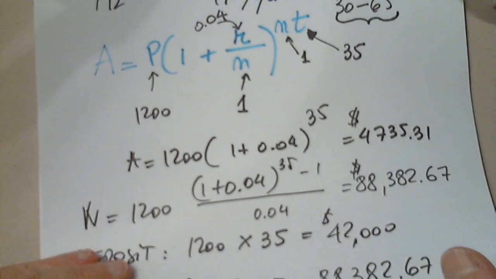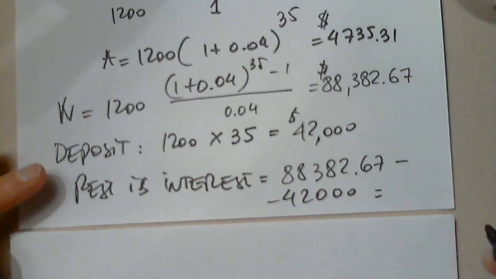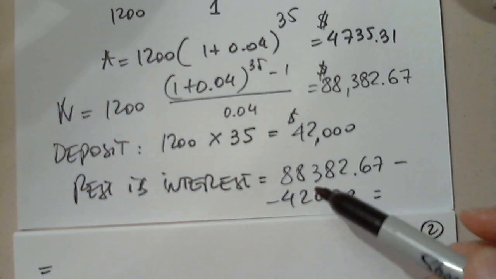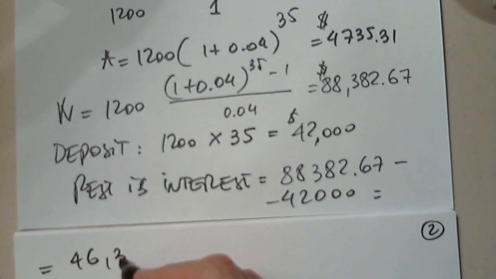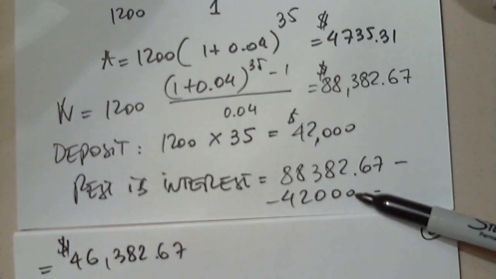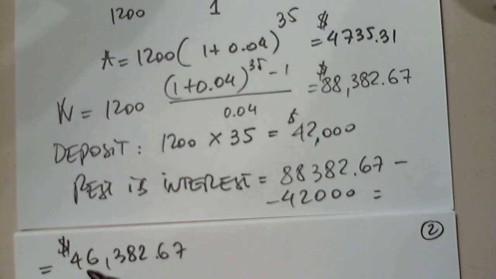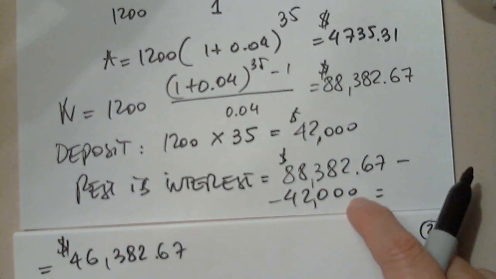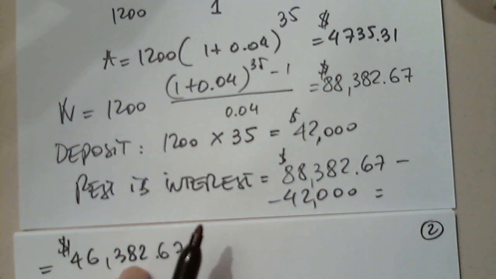So we subtract and we get, in interest, that's my page 2. In interest, what does she get? So it gets 46,382.67. So she deposited 42,000 and she got, in addition to that, 35 years later, this extra, which is the interest. So this is her entire amount, but she deposited 42,000 over 35 years. So this is the interest that she obtained over 35 years. When she retires, she gets this in her retirement account.